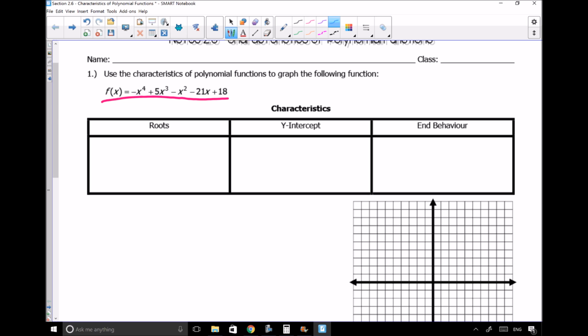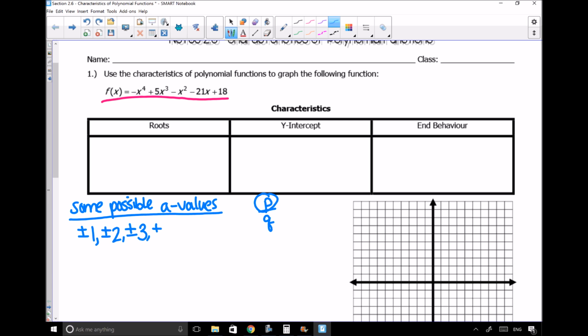So the first thing I'm going to do is make a list of some possible a values, okay? And remember, in order to figure that out, we want to do p over q right here, but q can be 1, so I'm just going to look at values of p to start off with, okay? So our p value right here is 18, so I'm going to look at factors of 18. Well, 1 is a factor, so I'll say plus or minus 1 will work. 2 is a factor, 3 is a factor, 4 is not, 5 is not, 6 is a factor, 9 is a factor, and 18 is a factor, okay?